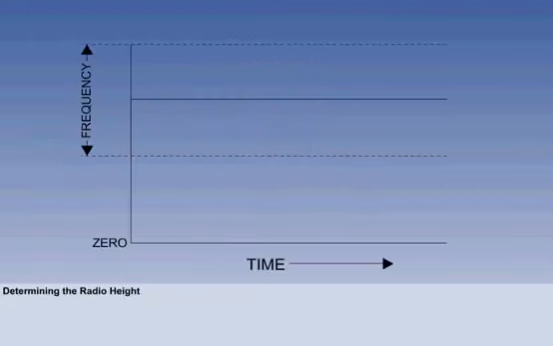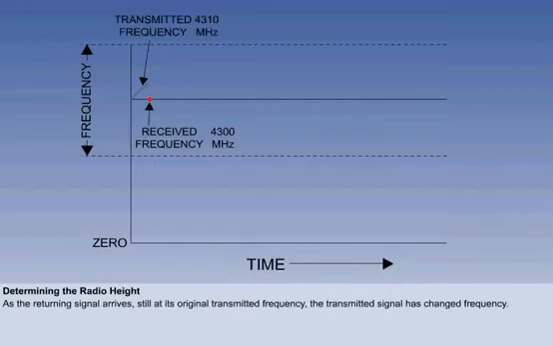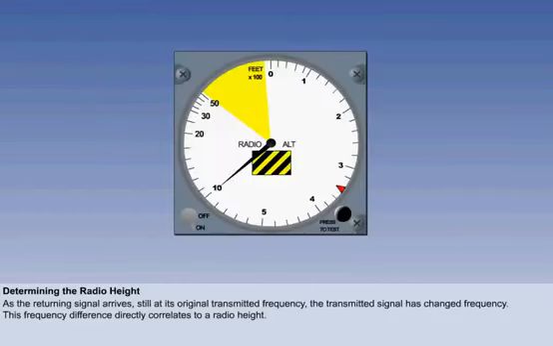Consider the transmitted signal at some particular point in its frequency modulated cycle. Let's assume that, on our graph, it's passing 4,300 MHz on an upward slope. The radio wave travels down to the ground and returns sometime later as a received signal, still at 4,300. By this time, the transmitted frequency is higher. Let's say, just by way of an example, that it's now at 4,310 MHz. This 10 MHz frequency difference directly correlates to a radio height. It is measured and displayed as a height on the indicator.